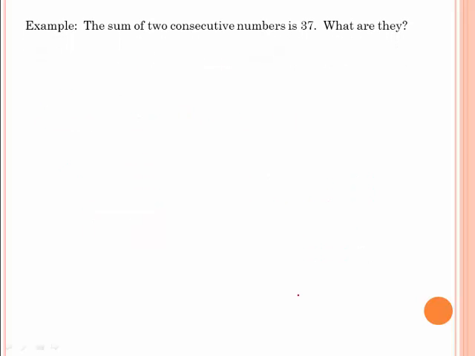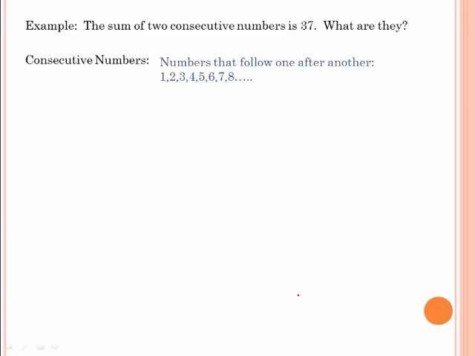Consecutive numbers. We have the sum of two consecutive numbers is 37. What are the numbers? Well, first of all, we need to understand what consecutive numbers are. Consecutive numbers are numbers that follow one after another. So 1, 2, 3, 4, 5, 6, 7, 8, and so on. If you start with 23, you have 23, 24, 25, etc.